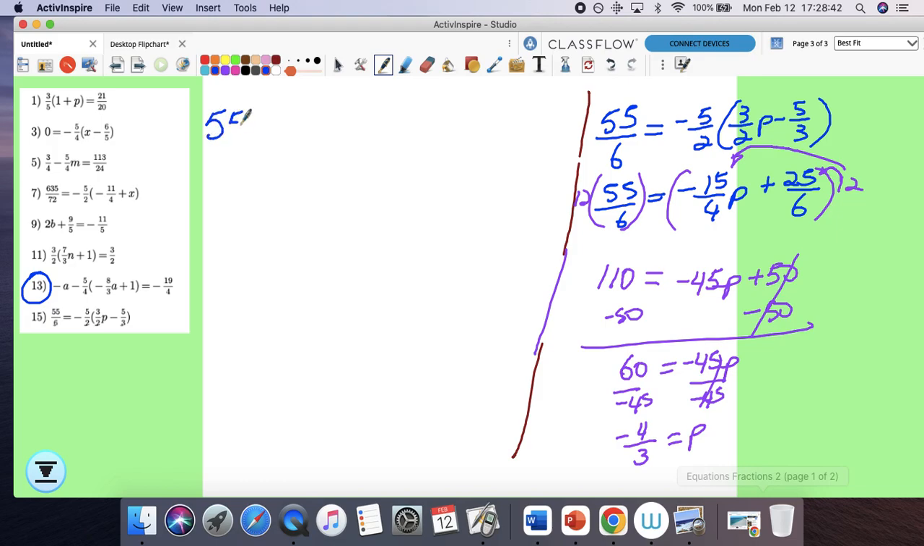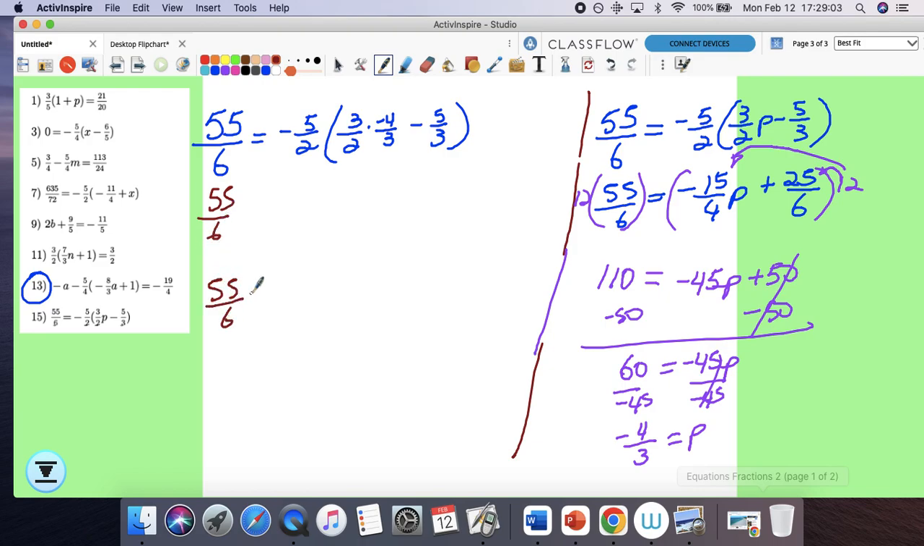We have 55 over 6 equals negative 5 over 2. And inside the parentheses we have 3 over 2 times p. And p is negative 4 over 3. So I'm going to write negative 4 over 3 minus 5 over 3. This guy stays. It's going to stay there for a while. Now, negative 5 over 2, let me not touch the factor outside. Let me clean up the parentheses. So, 3 over 2 times negative 4 over 3. Well, this simplifies to 1 and 1. Negative 4 and 2 simplify to just negative 2. So, inside the parentheses, I get negative 2 minus 5 over 3.